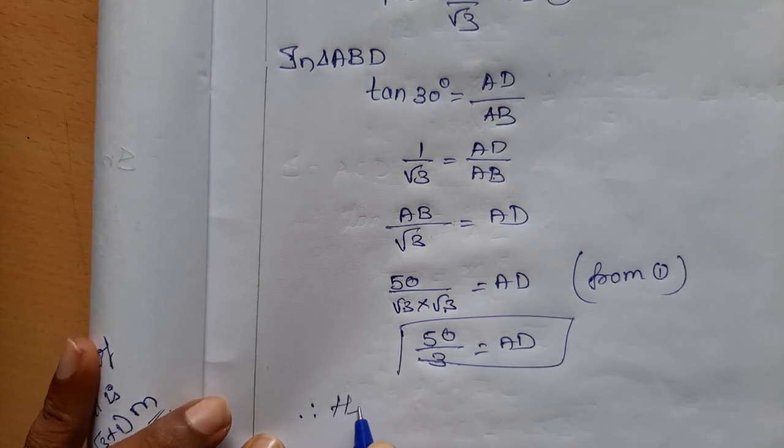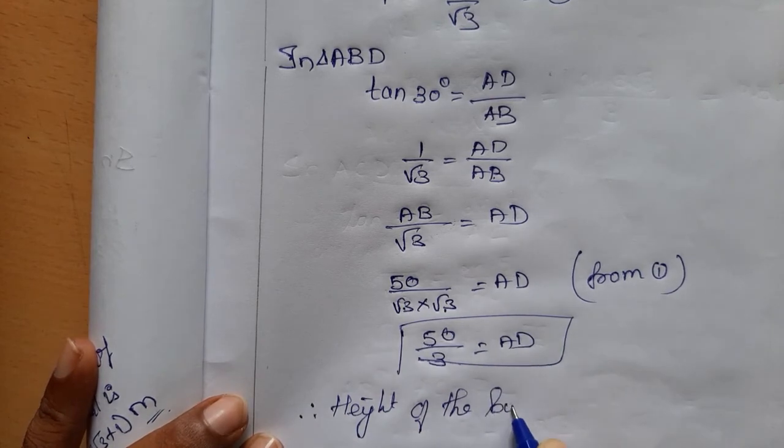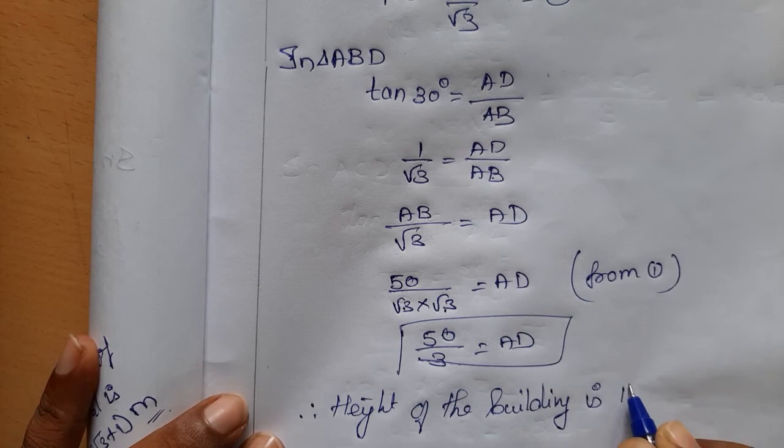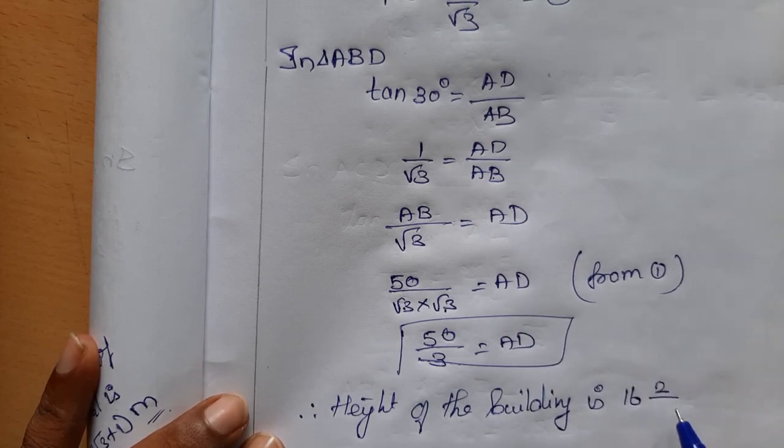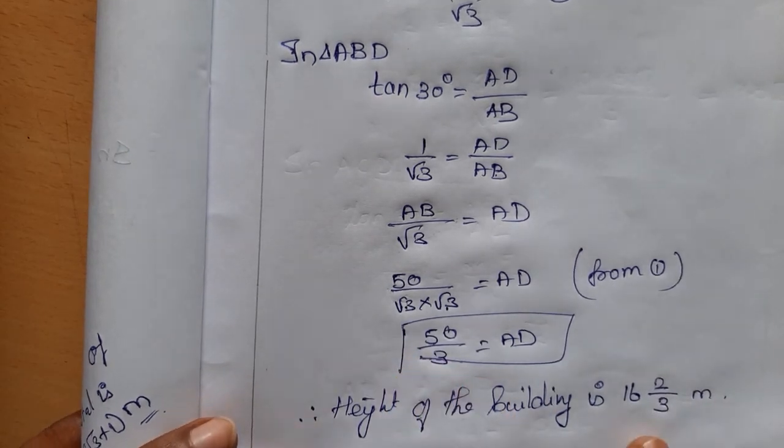So therefore the height of the building is 16 2 by 3 meter. So this is written in the improper fraction.